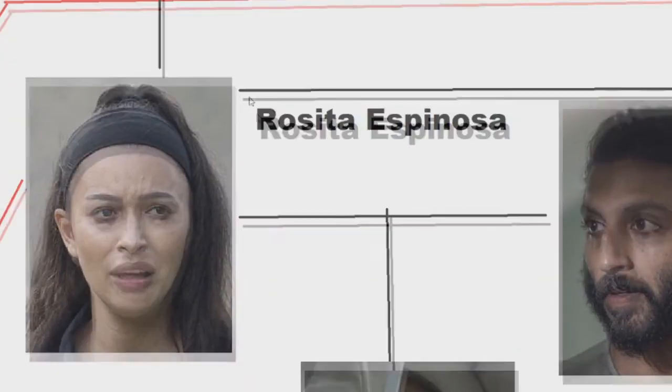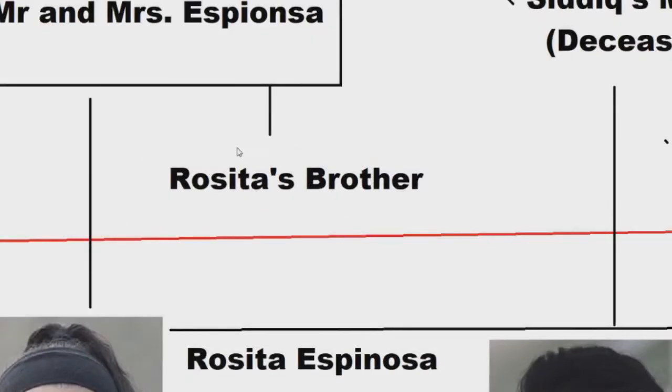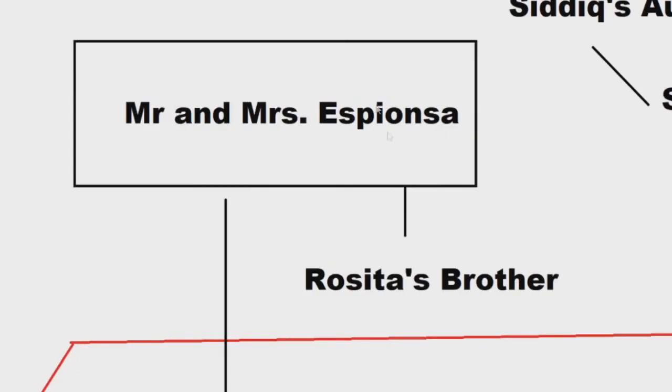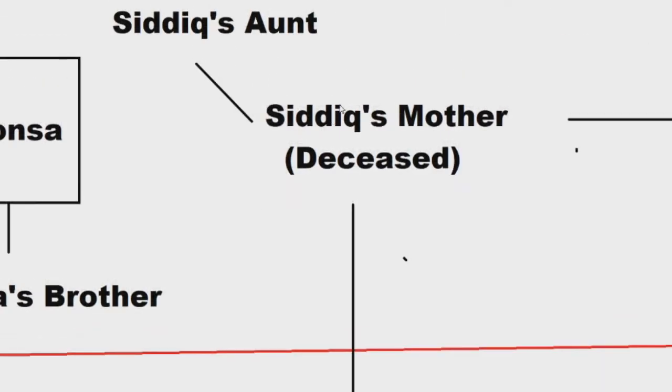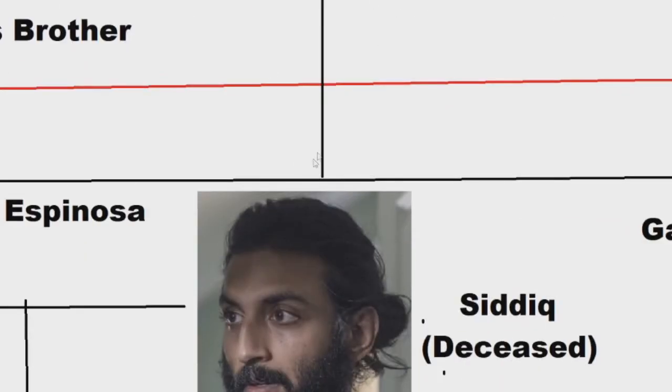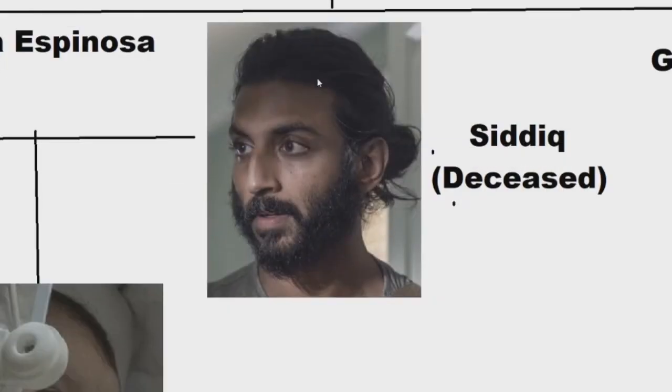So, of course, Rosita Espinosa, she does mention that she has a brother, who I've put here, implying that they probably have, obviously, his parents too. Sadiq, of course, mentions his mother. His mother taught him to kill the dead and release their souls, so she was obviously a very important figure in Sadiq's life.